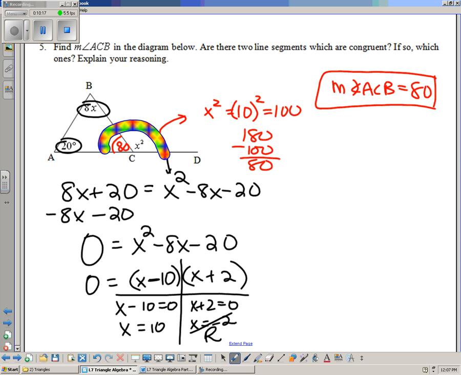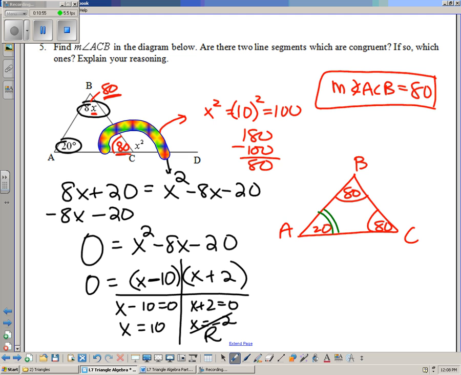It then says, are there two line segments which are congruent? So if we take a look, are there two line segments which are congruent? We have a triangle ABC, and if you notice, if I plugged in the x into the top here for angle B, 8 times 10 is 80. If you notice, this triangle is an isosceles triangle. I'll redraw it over here. This is where we need to be careful. This triangle is isosceles. Angles B and C are the equal angles, and angle A is the odd man out.